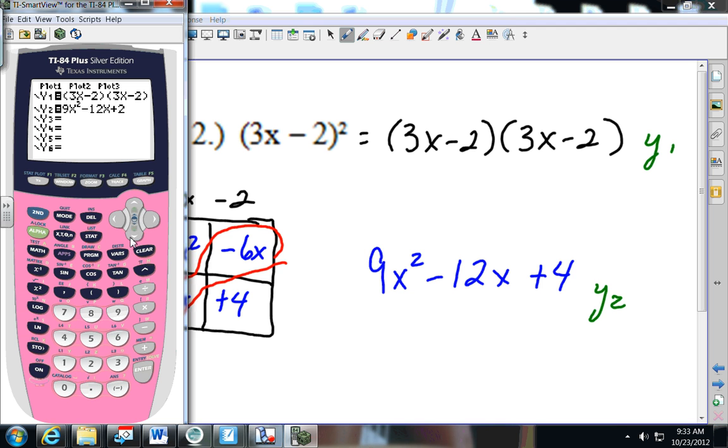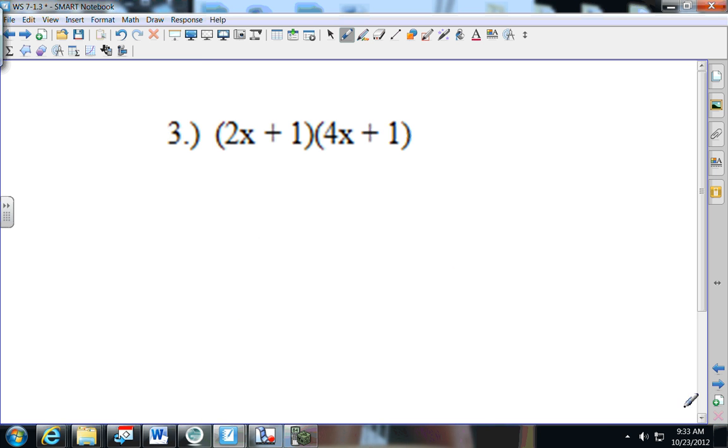So again, if I go back in there, let me fix it with what I have for my right answer. Second graph, y1 and y2 are the same. That means that I'm correct. Try another one. Here's one. Why don't you try and do number 3?